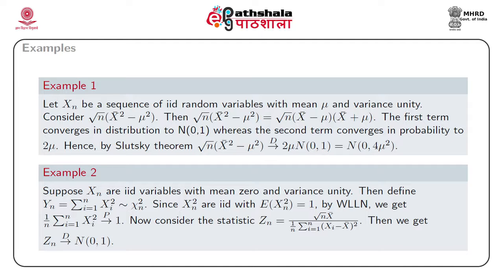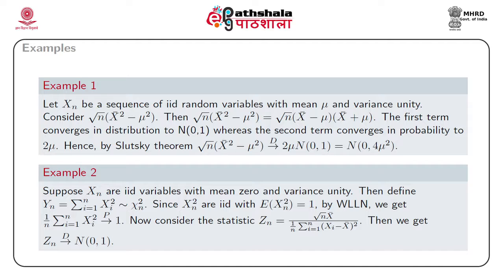So, since the Xi squares are IID with mean 1, it follows from the weak law of large numbers that their average, that is 1/n summation i from 1 to n Xi squared, converges in probability to 1. So, consider the statistic Zn, which is defined as square root of n multiplied by X bar, whole thing divided by the sample variance, that is 1/n summation i from 1 to n (Xi minus X bar) squared.